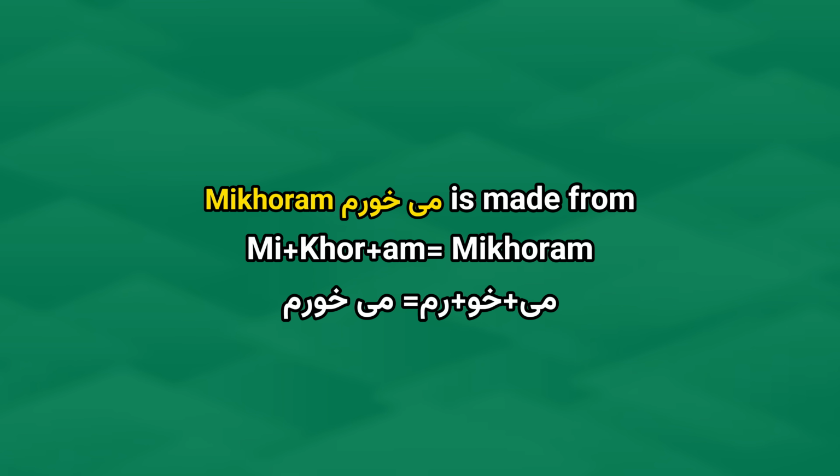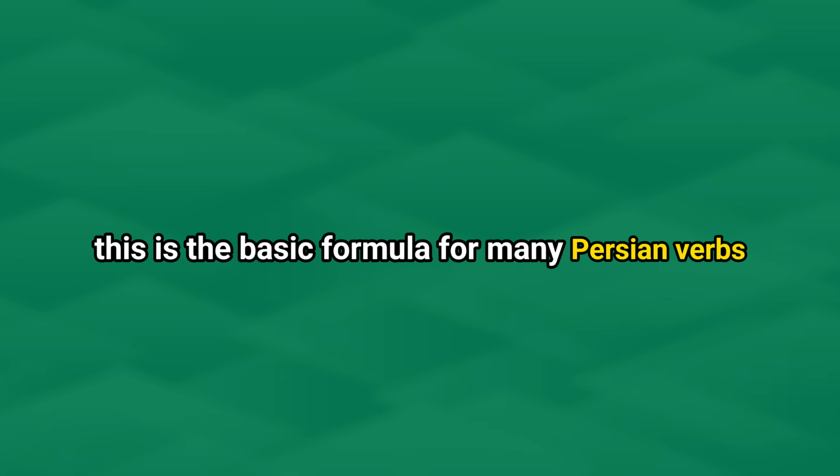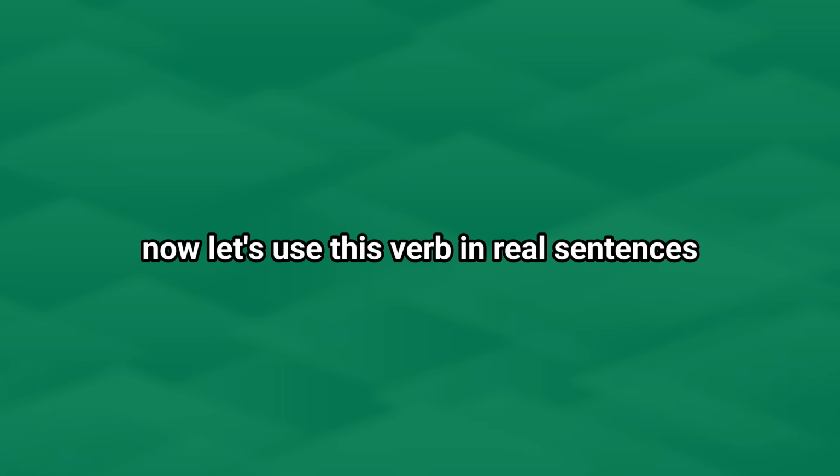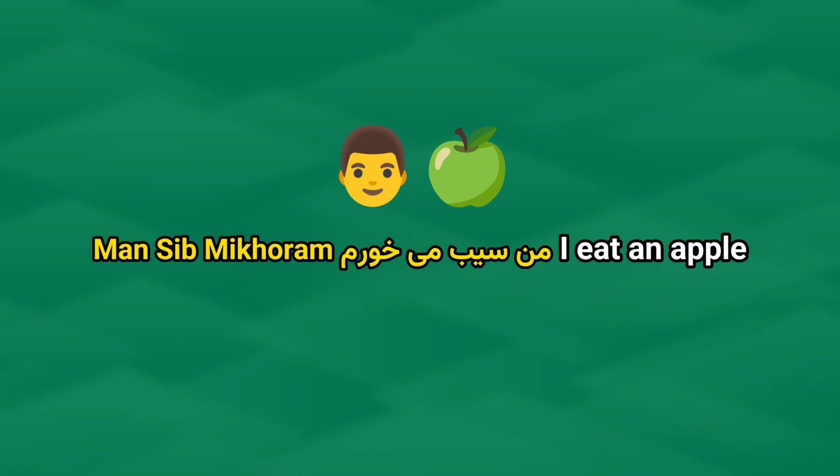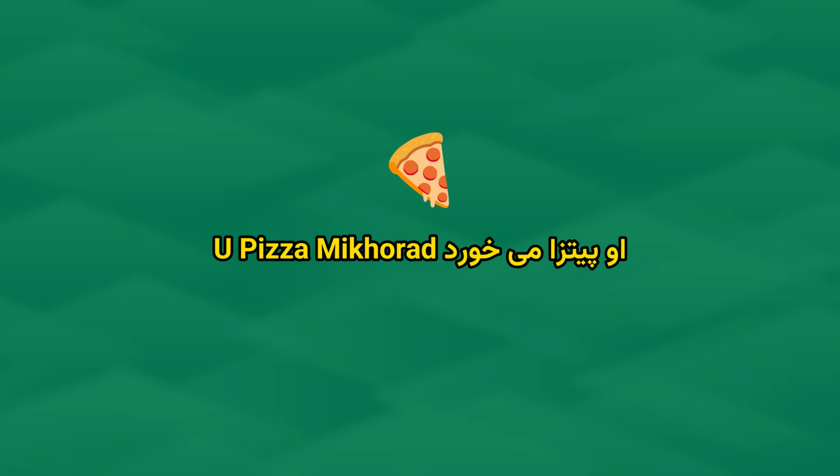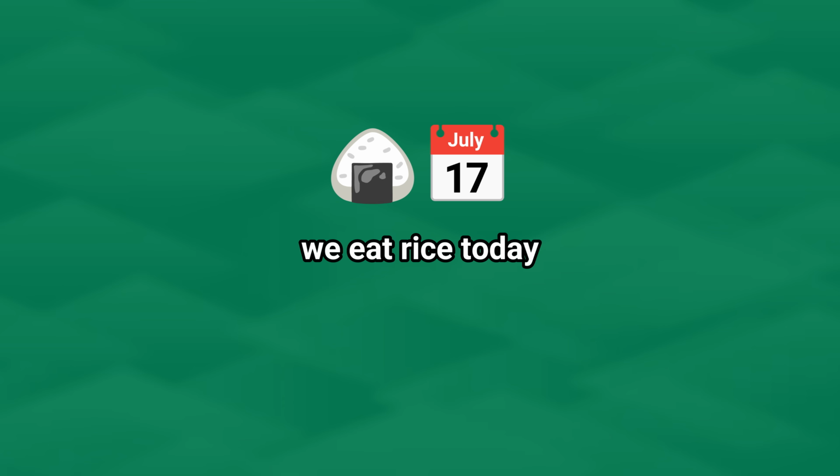Now, let's break one of them down. میخورم is made from mi plus khor plus am. This is the basic formula for many Persian verbs. Now, let's use this verb in real sentences. من سیب میخورم. I eat an apple. او پیتزا میخورد. He or she eats pizza. ما امروز برنج میخوریم. We eat rice today.